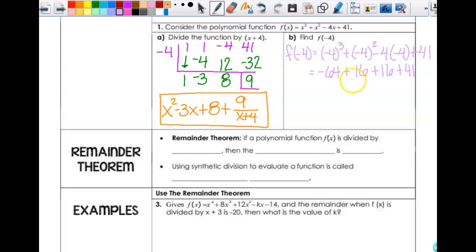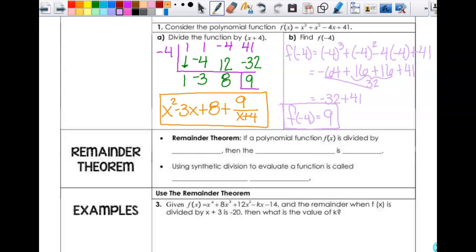Okay, so I'm going to take you through what goes on in my brain to combine all that. I know that 16 and 16 is 32. And I know that 32 is half of 64. This is negative and this is positive, so all of that together is going to give you a negative 32, and then I still have plus 41. So f of negative 4 is equal to 9.